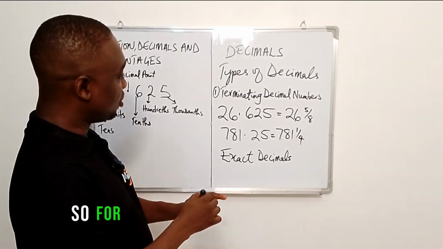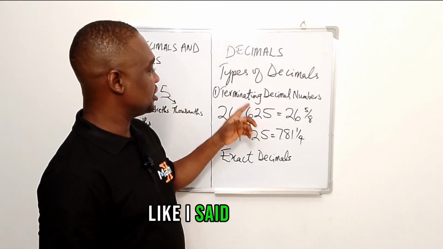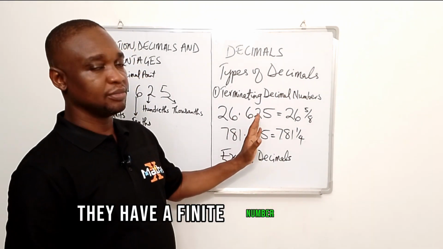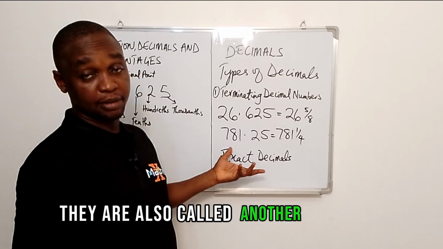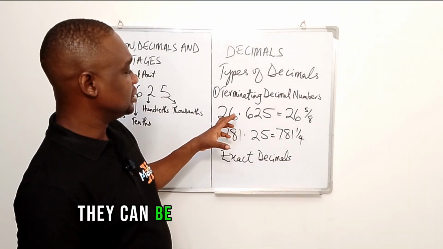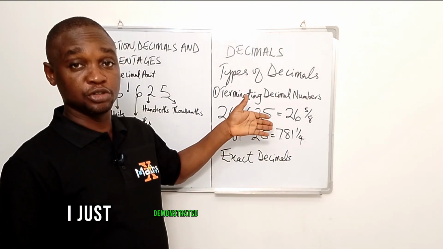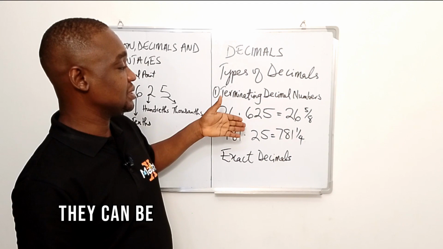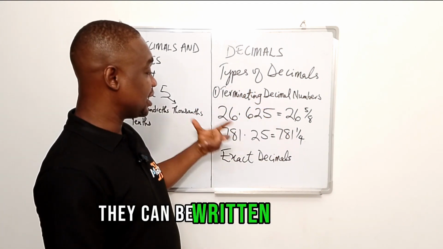So for terminating decimal numbers, like I said earlier, they have a finite number of digits after the decimal point. Another name for them is exact decimals. They can be written in ratio forms, meaning that they can be written as fractions. I just demonstrated that to you here. They can be written as mixed fractions. They can be written as ratios.